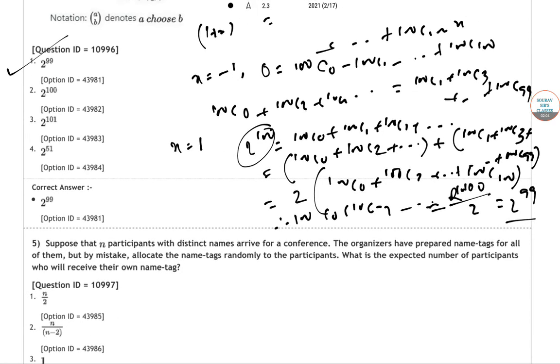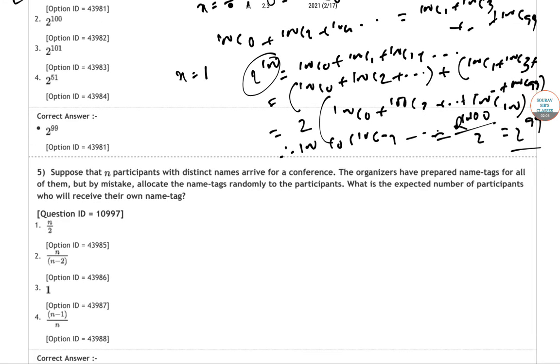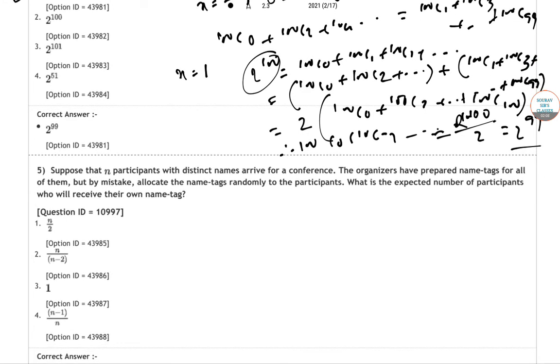Let's have a look at the next one. Suppose that n participants with distinct names arrive at a conference. The organizers have prepared the name tags for all of them, but by mistake allocate the name tags randomly to the participants. What is the expected number of participants that will receive their own name tag?